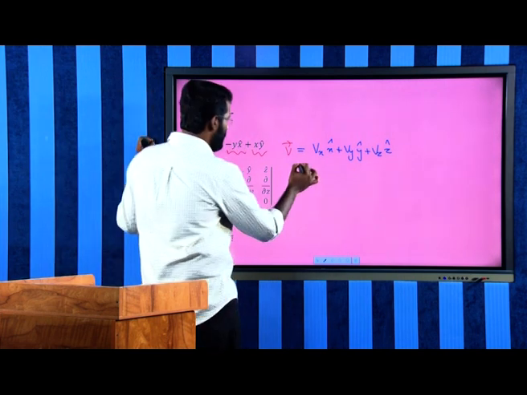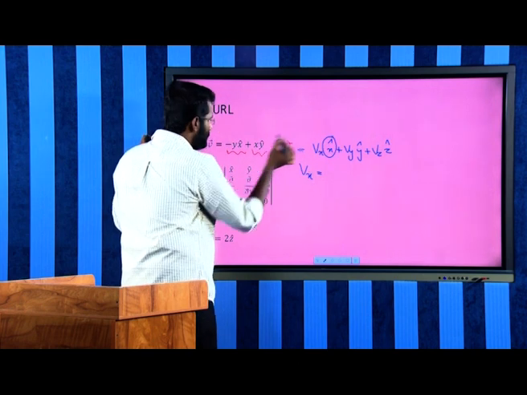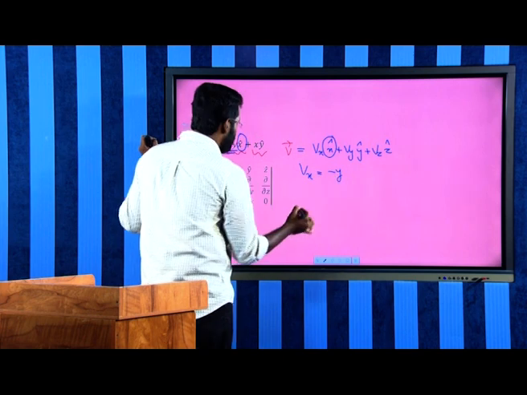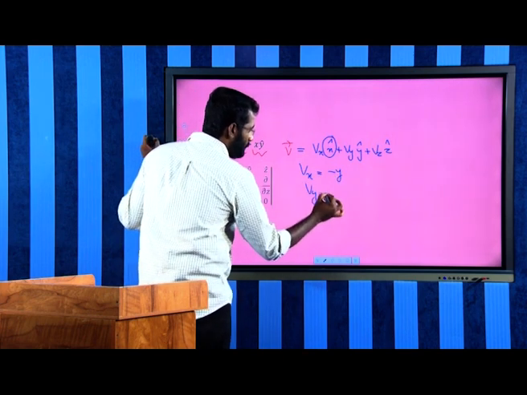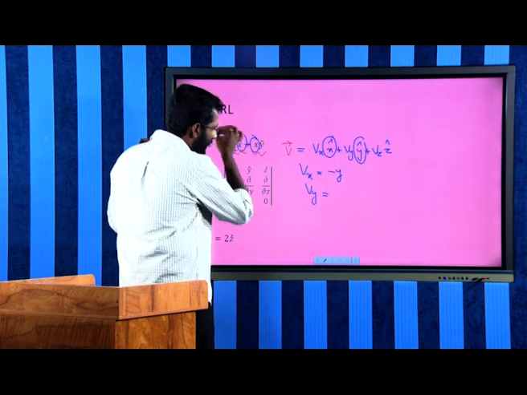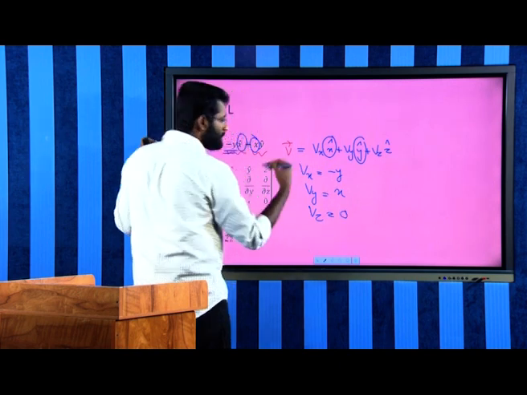What is the component Vx? So, Vx is what is associated with the x cap. Here associated with the x cap there is a minus y. So, that is minus y. Now, Vy, what is Vy? So, Vy is the part that is associated with the y cap, that is x. So, we got x. And what is Vz? There is no Vz, that means it is 0.